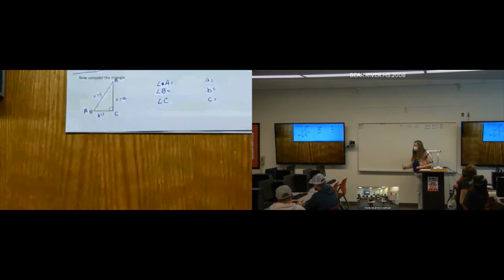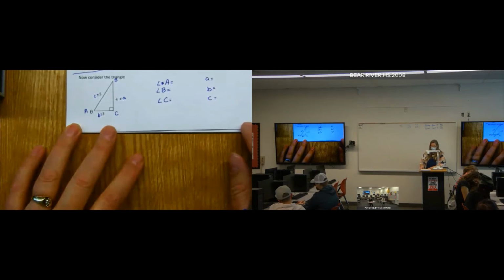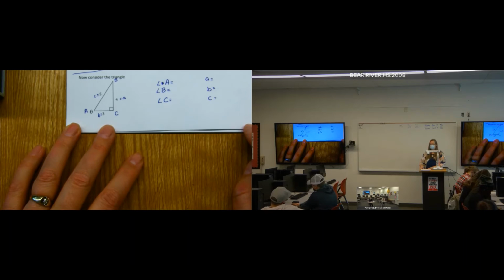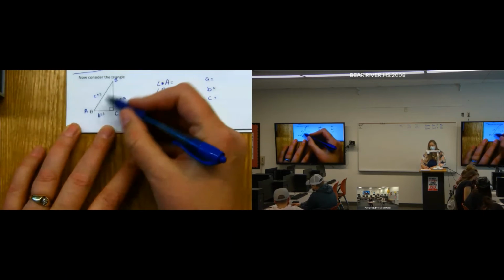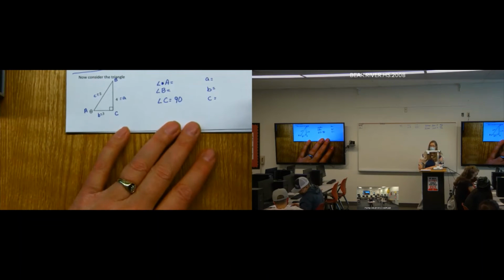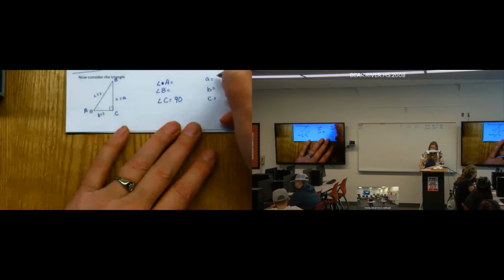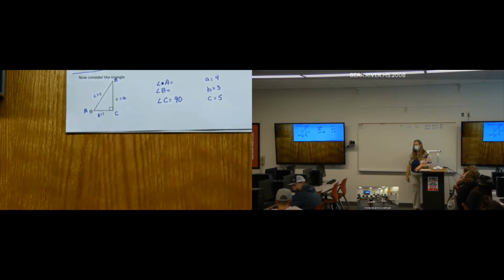Go ahead, Kayla. You could choose where you put it. Yeah. Okay, do I know any of the angles? Yes, you do. You know the right angle, which is which one? C is 90. Do I know A and B? No. How about the sides? Do I know any of the sides? I know all of them. A is 4, B is 3, C is 5, right?